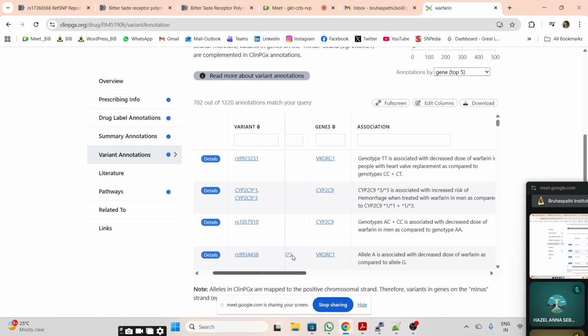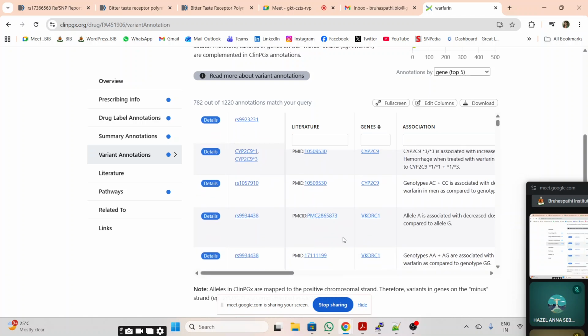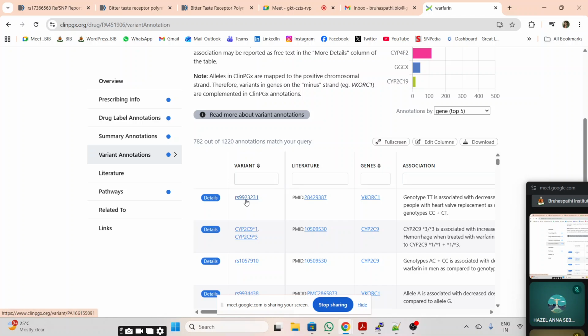Okay, that's the more information which we get. Now, these are people who carry this RSID, whoever having a T allele should be administered a lesser dose. That's the conclusion of this study.